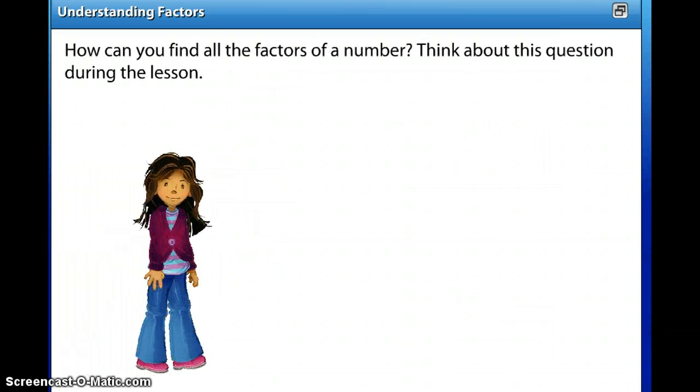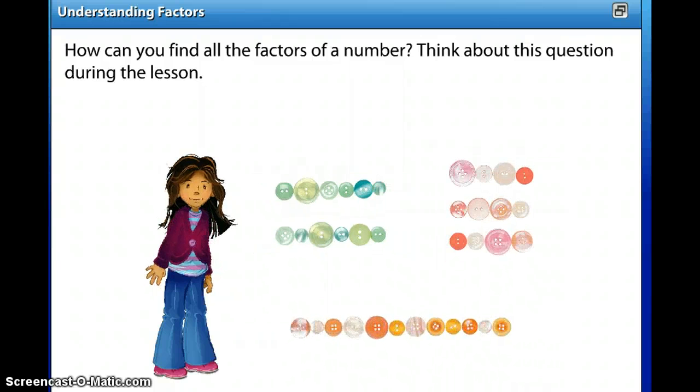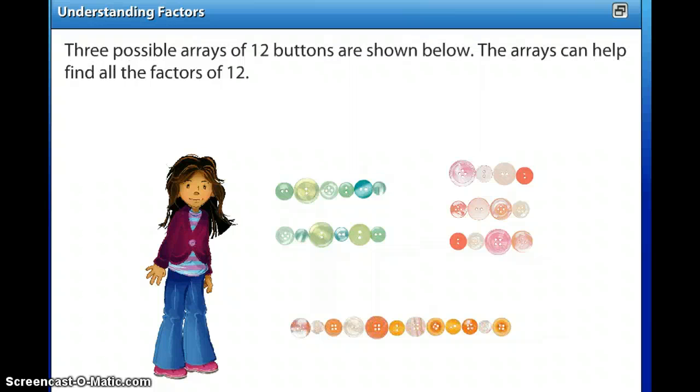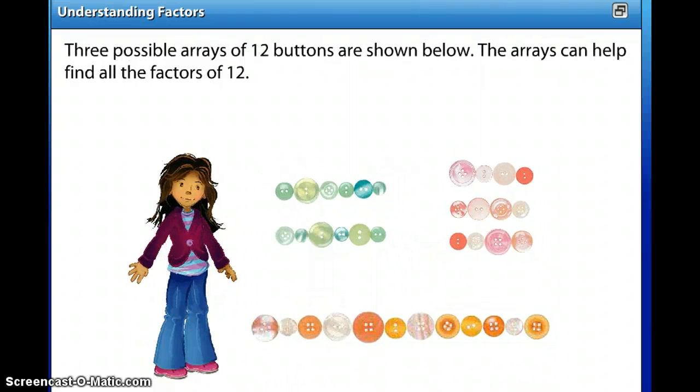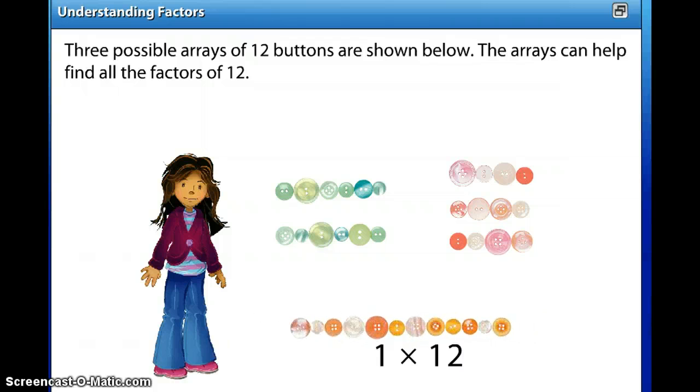How can you find all the factors of a number? Think about this question during the lesson. Three possible arrays of 12 buttons are shown below. The arrays can help find all the factors of 12. 1 times 12, 2 times 6, 3 times 4.